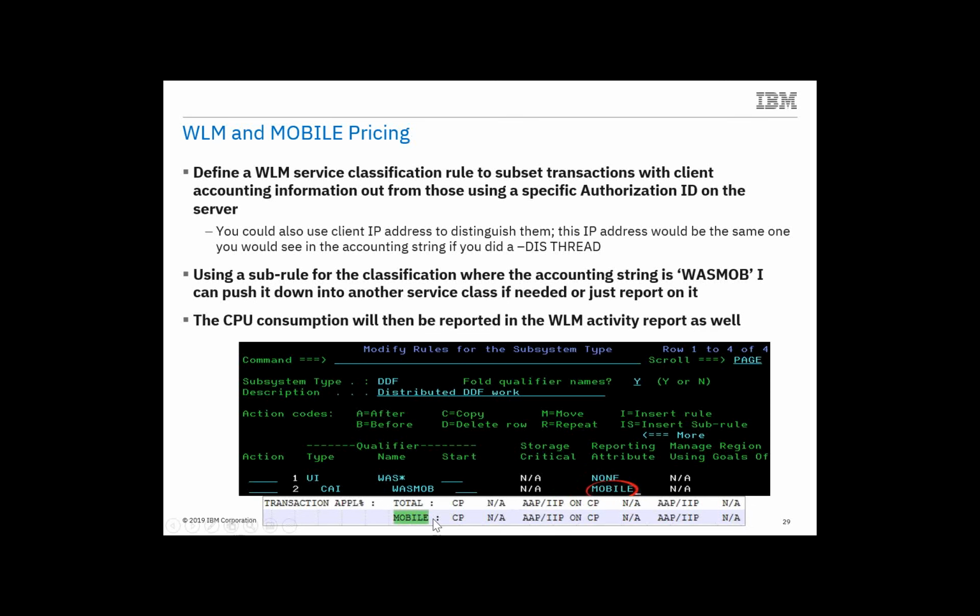Even the WLM activity reports will tell you the percentage of mobile transactions on zIIP and general purpose, and you can just feed that back to your IBM friends and they can get you a discount on the software. So this is contractual, to set up mobile pricing. But once you've got the paperwork behind you, enabling it technically is very simple and has no impact on the environment or performance.